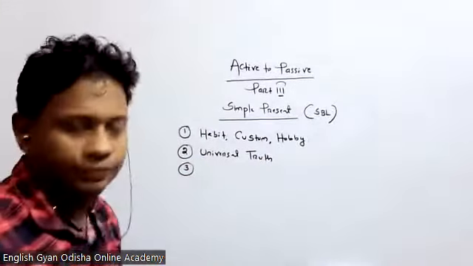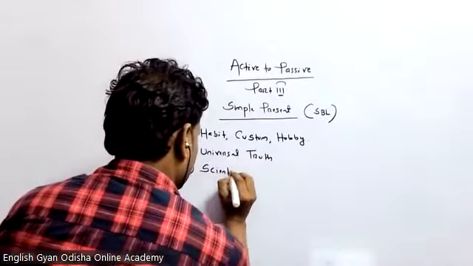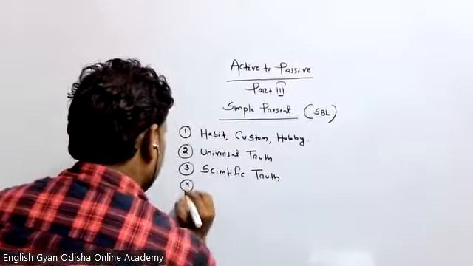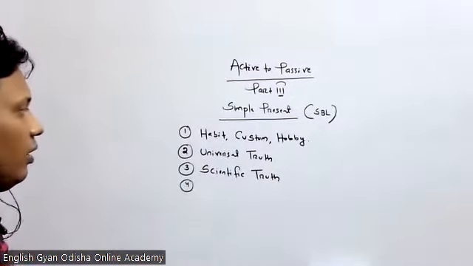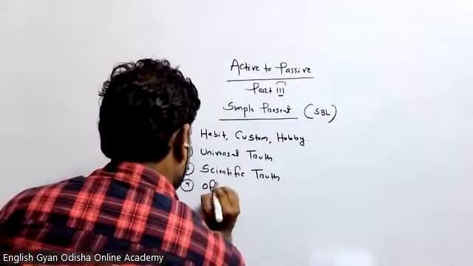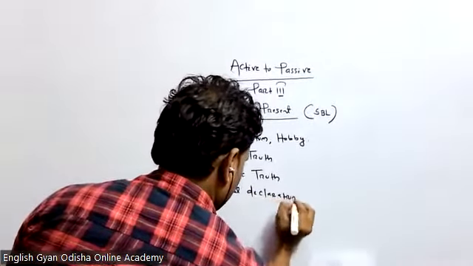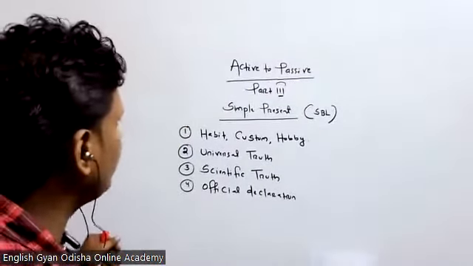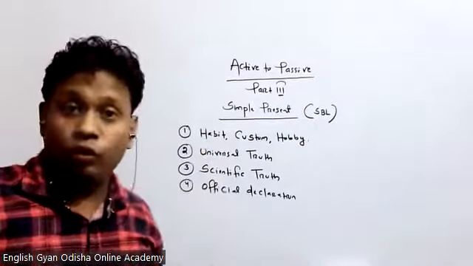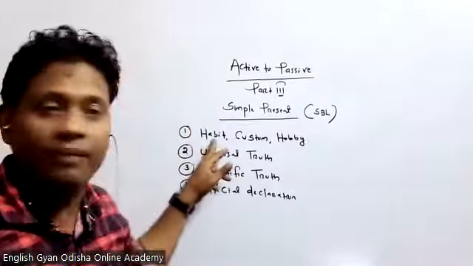The third one is called, what is that? That is something called scientific truth. And the fourth one, my dear friends, is something called official declaration. Right? These are the four things where you can use simple present. You are using active. I always go to school at 10 o'clock. I wake up at 7 o'clock, right? So these are the things you have been using.